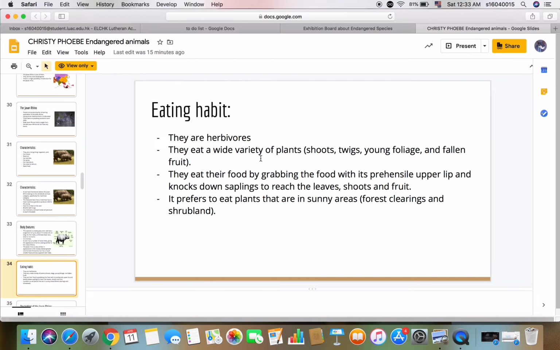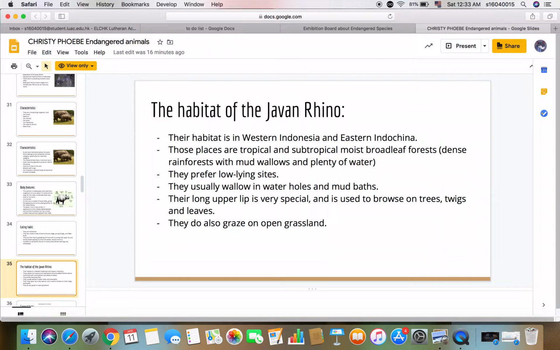So this is the eating habit, and they are herbivores, which means that they do not eat meat and they only eat plants, and they eat a wide variety of plants, including shoots, twigs, young foliage, and fallen fruit. They eat their food by grabbing it with their prehensile upper lip and knocking down the saplings to reach the leaves, shoots, and fruit. So it prefers to eat plants that are in sunny areas, such as forest clearings or shrublands.